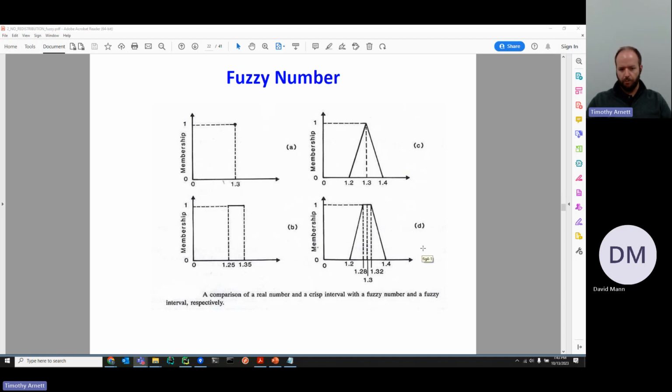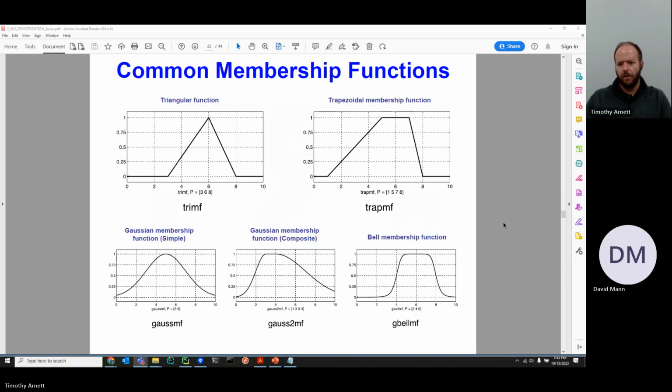And all these are useful ways for representing these vague numbers or vague membership. I'm sorry, vague measurements that are coming in and still being able to utilize that information in practical ways. Some of those common membership functions, you'll see triangular membership functions quite often in the literature, and in most foundational texts for fuzzy, triangular is one of the most commonly used for a number of different reasons.